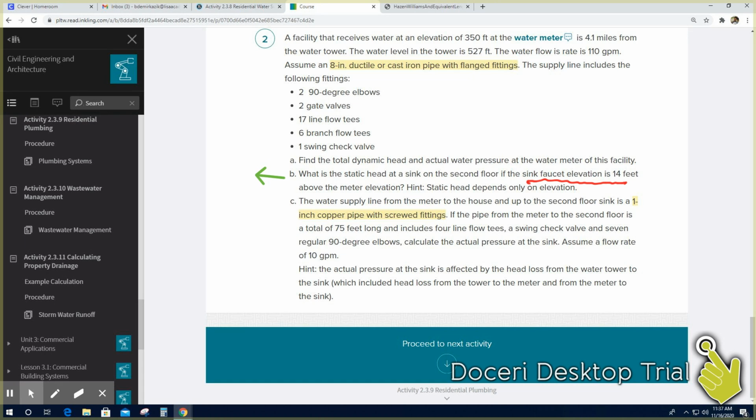So then when you plug in the static head you already calculated, right? 177 on the previous question on the A. If you subtract 14 feet of height, the answer is going to be 163 feet. That's the answer for the B. Or you can just subtract 527 minus 350 minus 14 and it will give you the same result. Now let's go to C. Let's calculate the C.